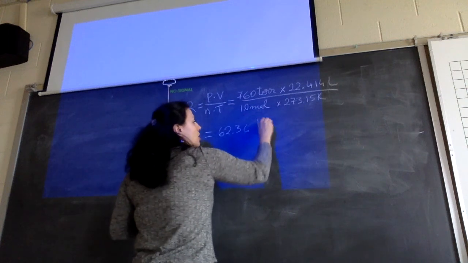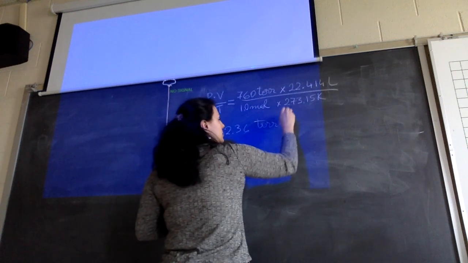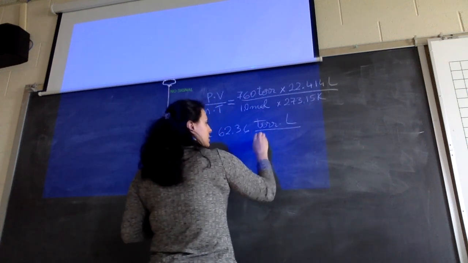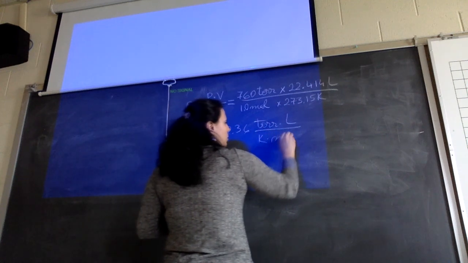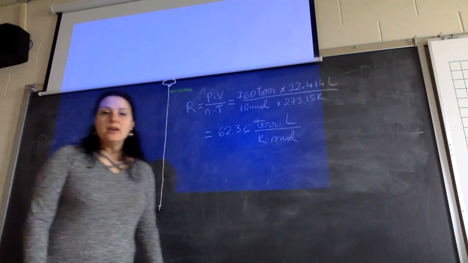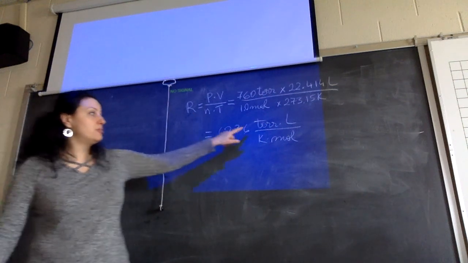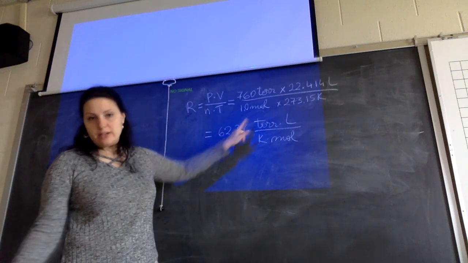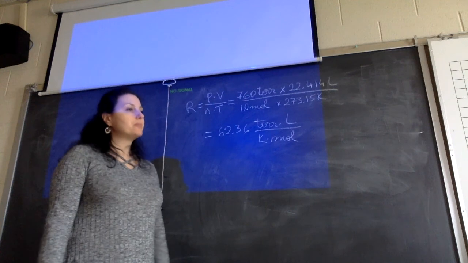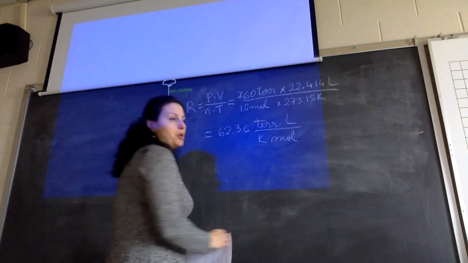Okay? And if you do the calculations for this, you get 62.36 torr times liters over Kelvin times mole. That's the value of R if the pressure is in torr instead of atmosphere. Okay? Now let's look at the next problem.